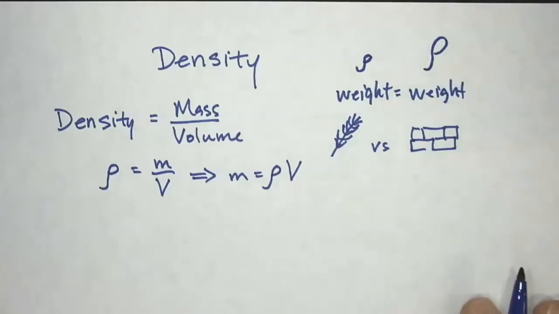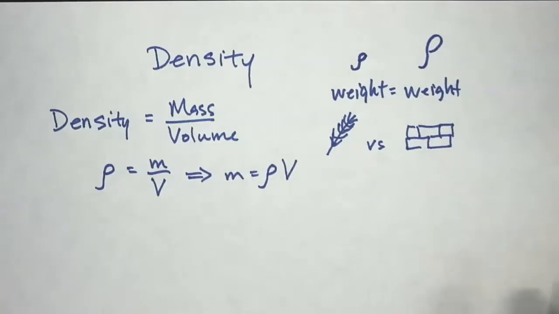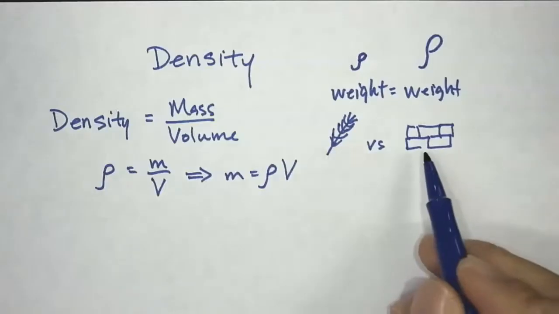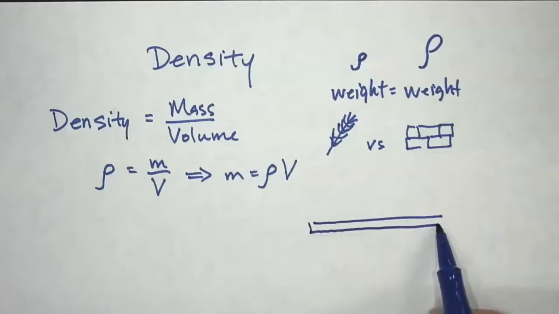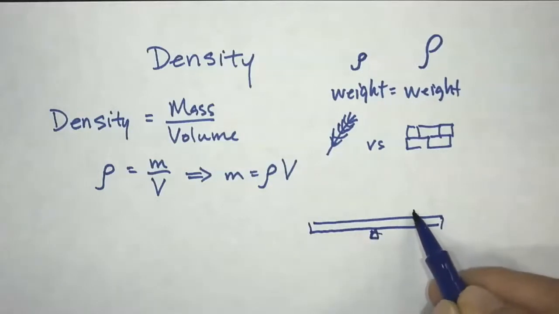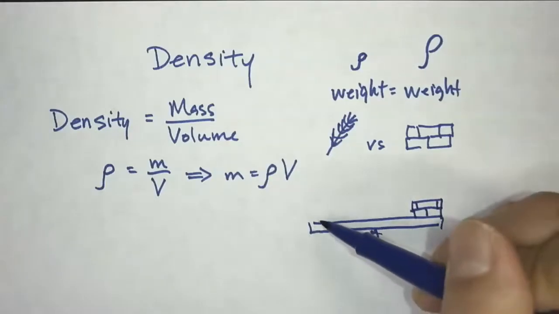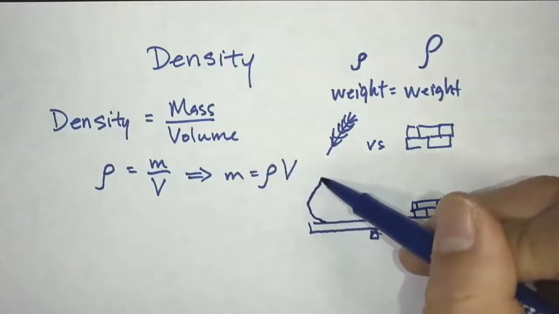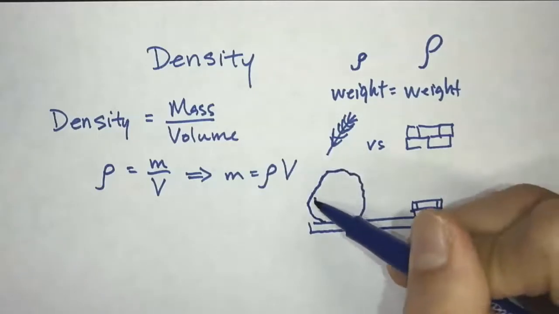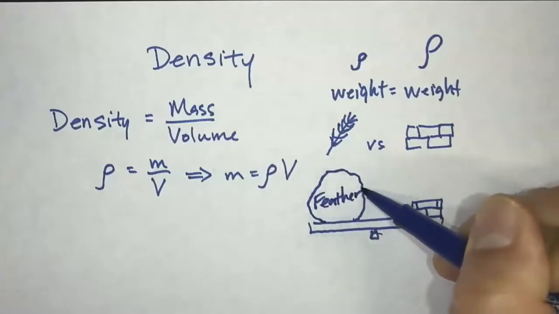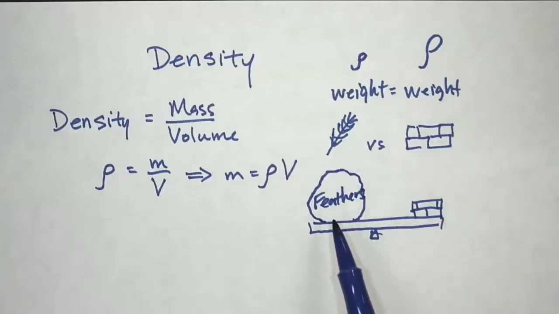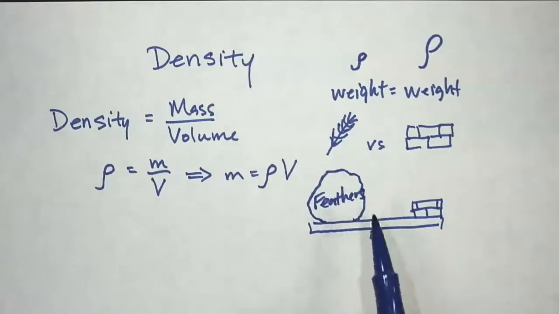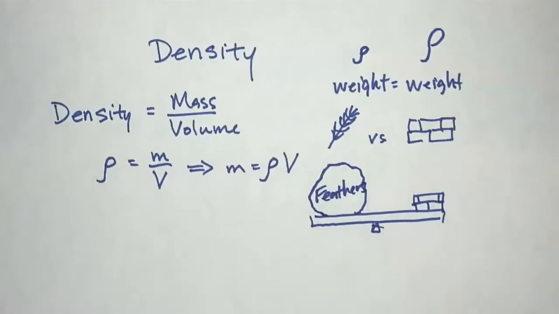If we were to put a ton of feathers and compare it to a ton of bricks on some sort of balance, we would not have too many bricks, but we would have a large volume of feathers. Let's say this is the feathers here. We would have a ton of feathers, a lot, right? Because even though they weigh the same, the feathers are much less dense, so we're going to need a lot more of them to balance out the bricks.